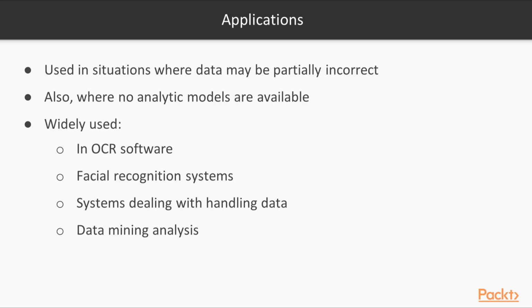Neural networks are usually used in situations where data may be partially incorrect, or where no analytic models are available to deal with the problem. Their typical use is in OCR software, facial recognition systems, and more generally in systems dealing with handling data that is subject to error or noise. They are also one of the most used tools in data mining analysis.